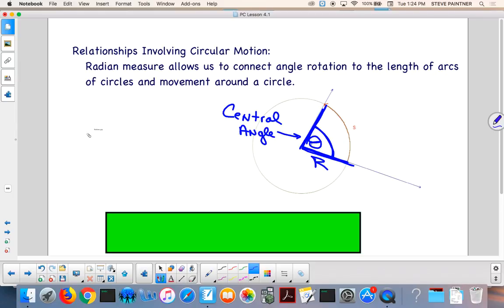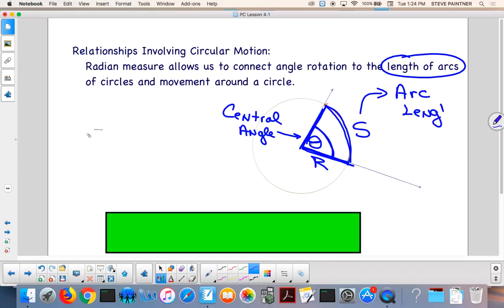This angle is called the central angle. It's called theta. What's that letter? S. And this is the distance you traveled around the circle. We call it S. S is also known as the length of the arc. So we're going to call this what? Arc length, period. That's it. Okay? All right.